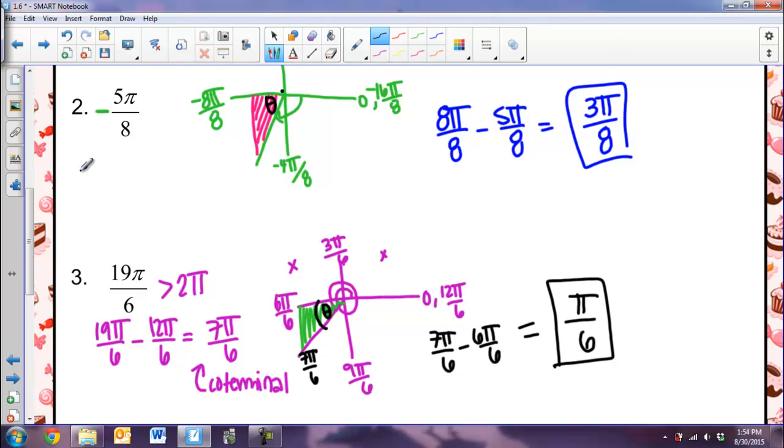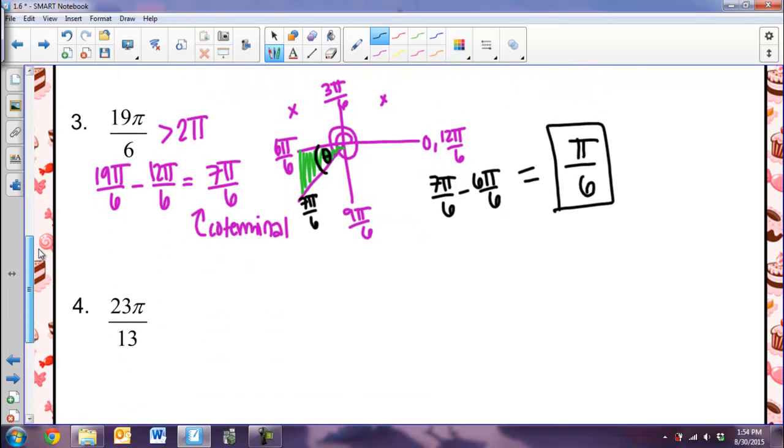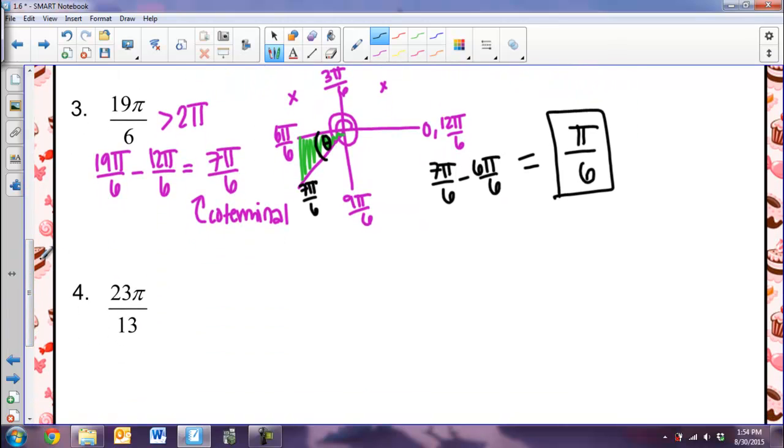Again, when you're bigger than 2 pi, you need to subtract, so that way you can find that coterminal angle, which is what we did right here. We sketch it, we figure out how close it is to the x-axis, and then we move on with our lives. Okay, we're going to do 23 pi over 13.